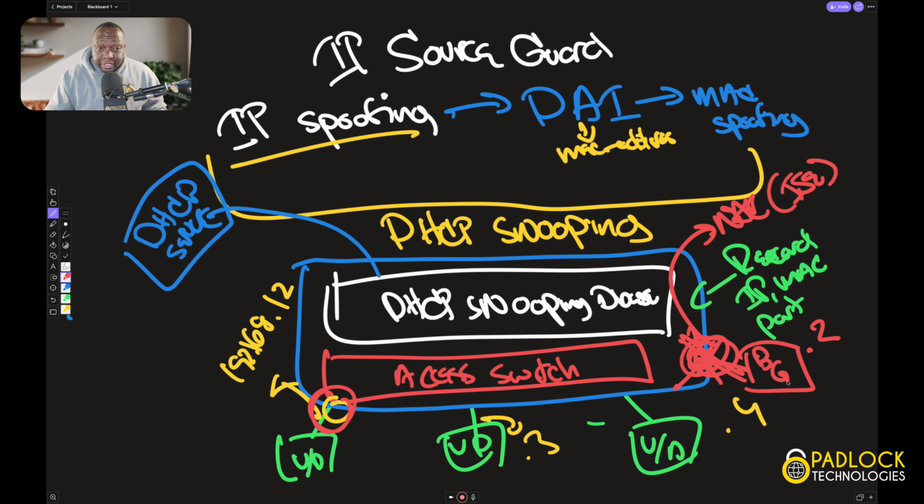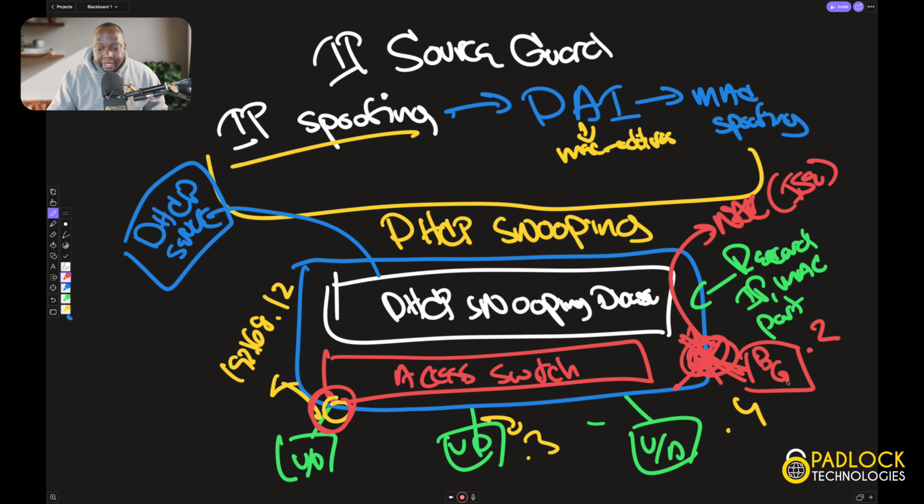This is generally just how IP source guard works. It cannot work without the DHCP snooping database. That is the key to all of this. If you don't have DHCP snooping on, you can't use source guard. You really can't use DAI or any of that good stuff.